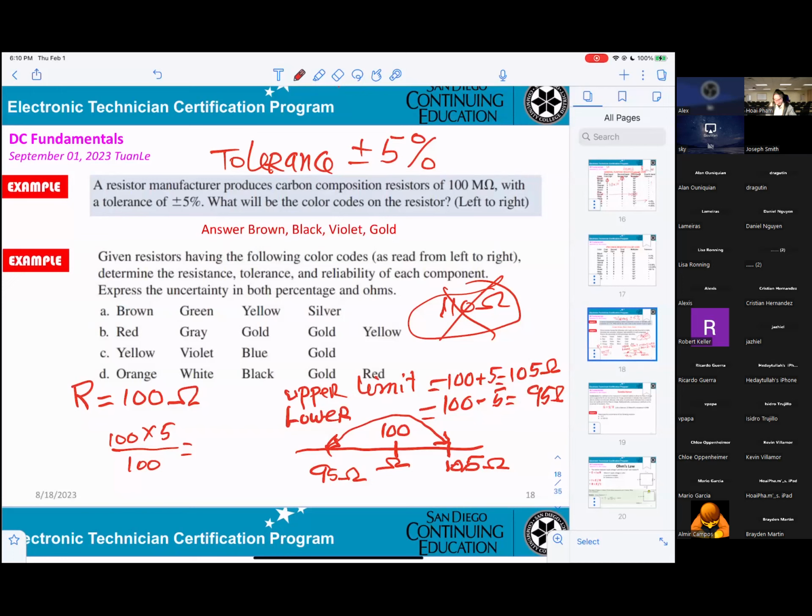Okay? Any question about the tolerance? That means you have to find out what is the maximum or minimum that can be accepted. So in this specific example with the mega ohms, we would say the tolerance is from 95 mega ohms to 105 mega ohms.